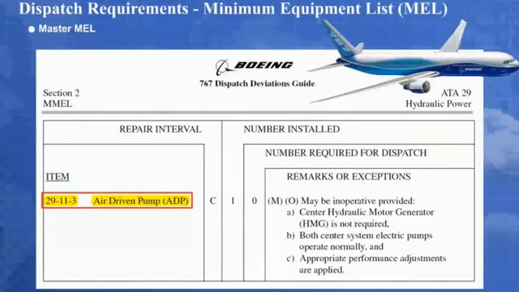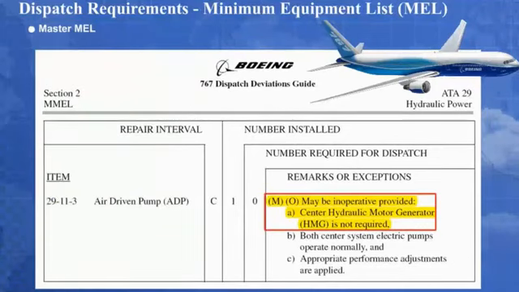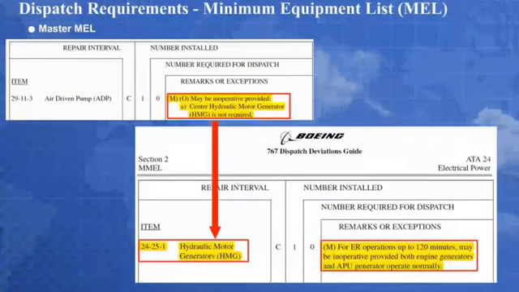ETOPS MEL items are not always this obvious. Consider the air-driven pump on the 767. This item may be inoperative, provided the hydraulic motor generator, or HMG, is not required. The HMG is required for ETOPS if one of the other three sources of AC power is inoperative.